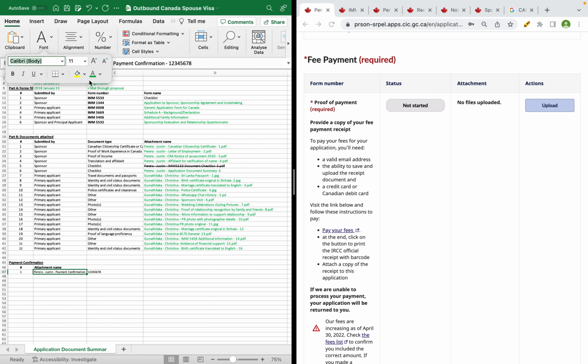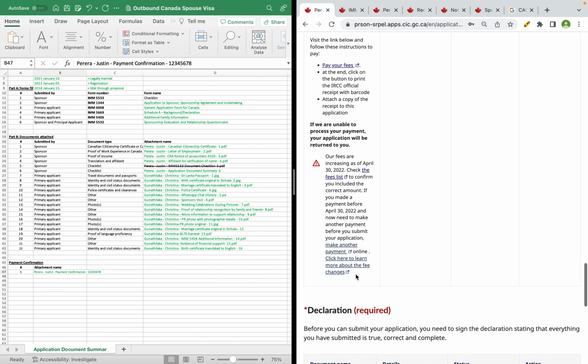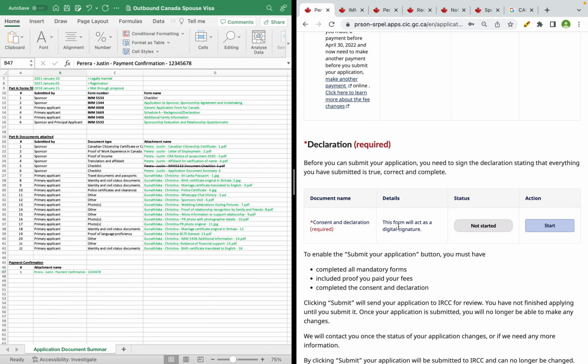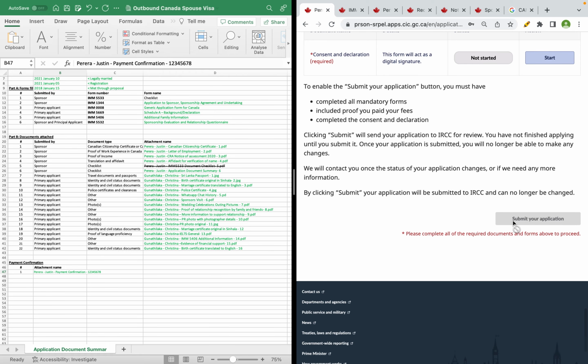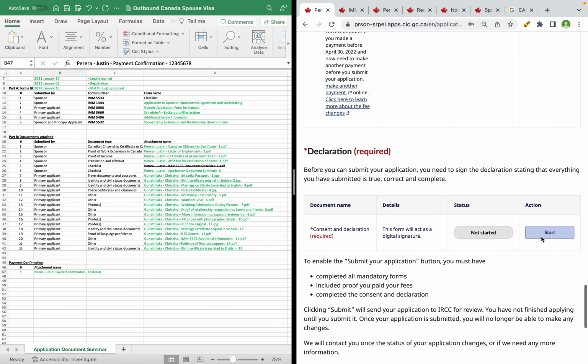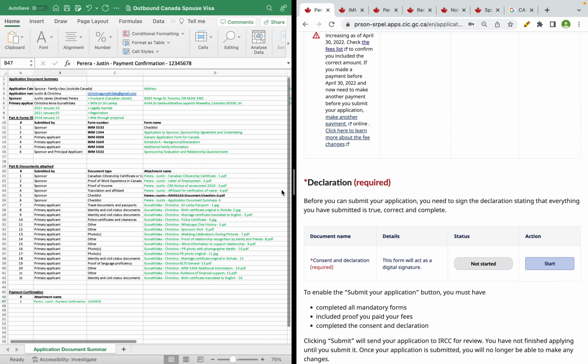Okay, it's over here. And then what you do is the consent and declaration, you can start this and complete it, and then finally when you are 1000% confident in the data you have provided and the spellings, and it's been reviewed multiple times, then you can go and submit your application. So that is what needs to be happening in a nutshell.